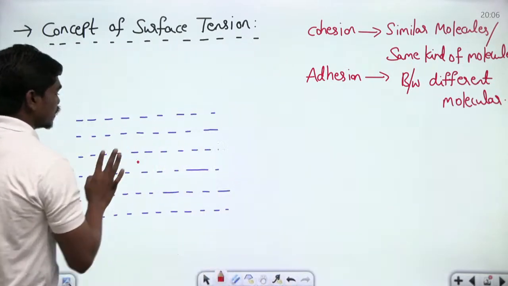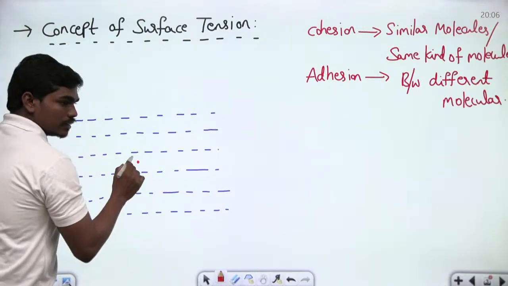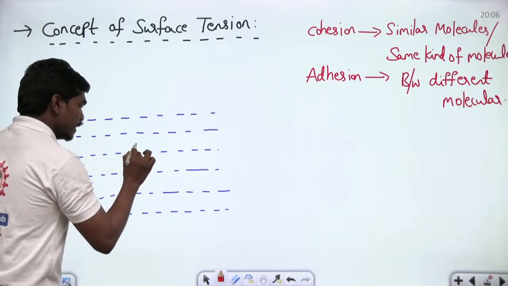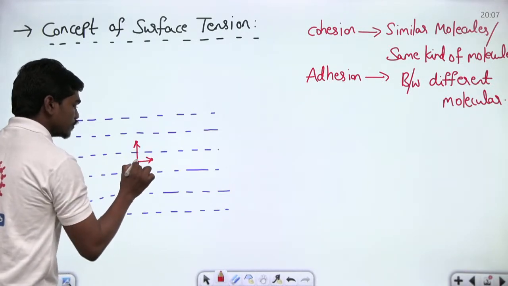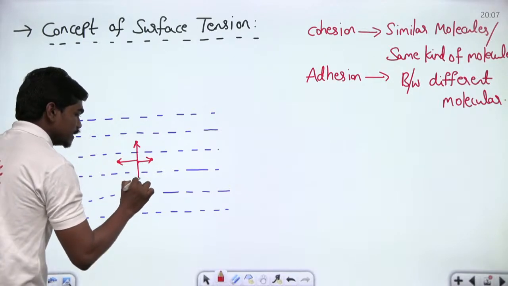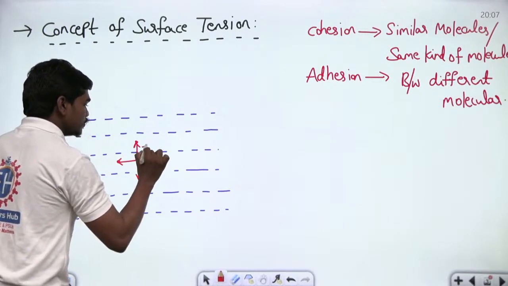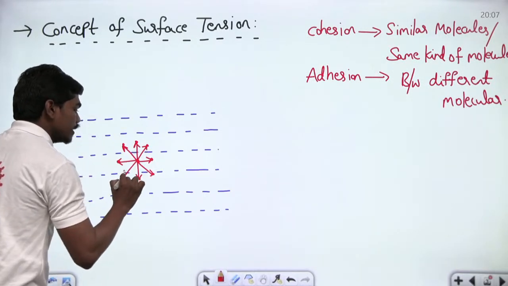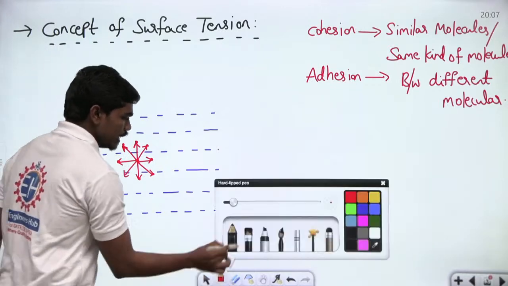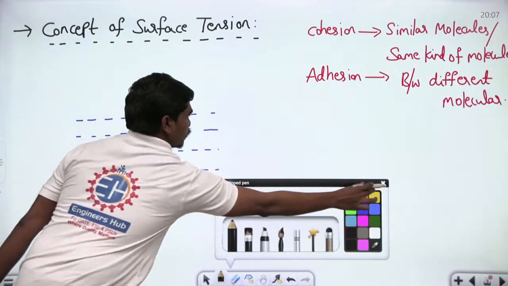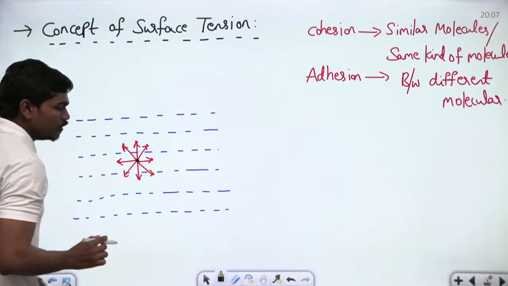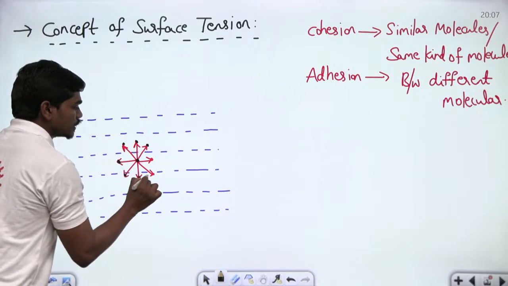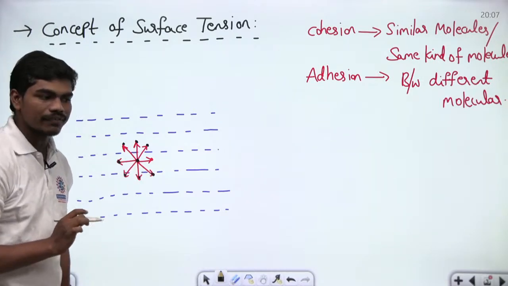Now, let us see what happens. If you take a molecule here, then this molecule is subjected to some cohesive forces from this molecule. Similarly, from this molecule, from this molecule, from this molecule, similarly here, here, here, and also here in this case. Which means, can you understand one thing? If you take any molecule here, this molecule will be attracted by all surrounding molecules with some equal amount of cohesive forces. Yes or no? Can you identify this?